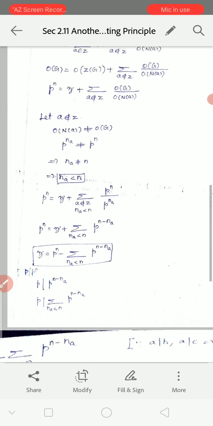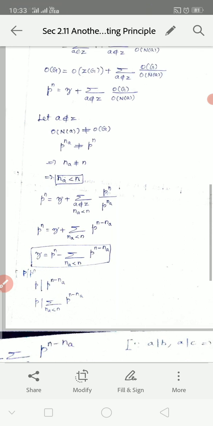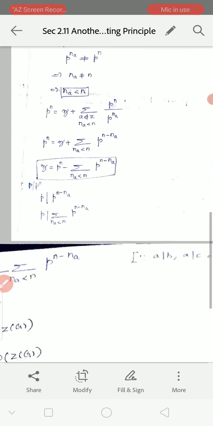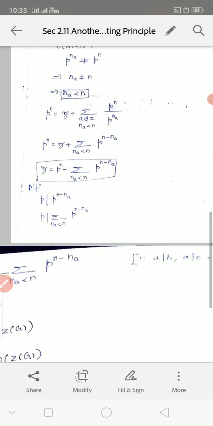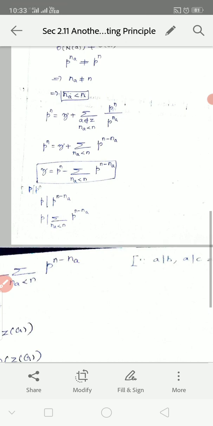So next we simplify this term. p power n equals z plus summation over n_a less than n. We take the denominator term to the numerator, and we get p power n minus n_a. So we get the result z from this. We get z equals p power n minus summation over n_a less than n of p power n minus n_a. We know that p divides p power n. So p divides p power n minus n_a. p also divides the summation over all n_a less than n of p power n minus n_a.